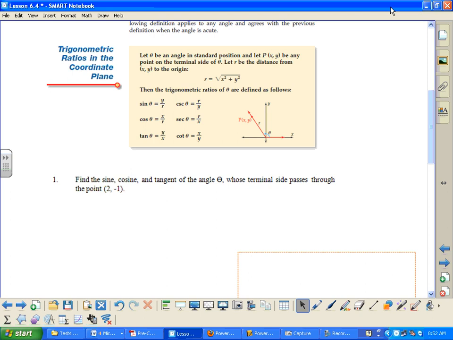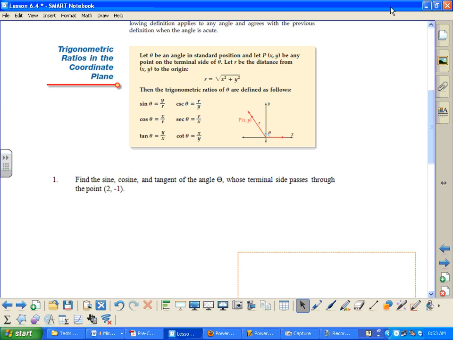So here's the 6 trig functions when we know the coordinates of a point. Sine is y over r, cosecant then would be r over y. Cosine is x over r, secant is r over x, tangent is y over x, and cotangent is x over y. Does not matter where it's at. That's always the situation.